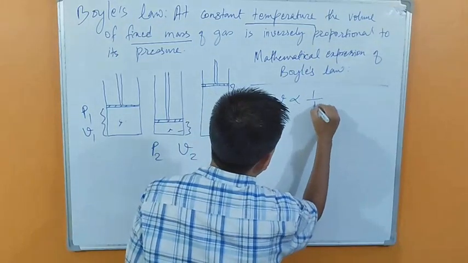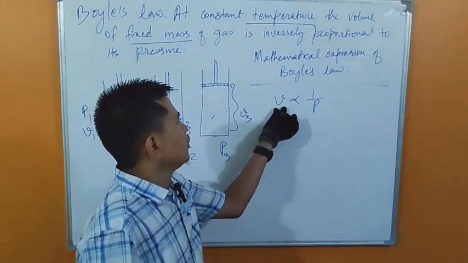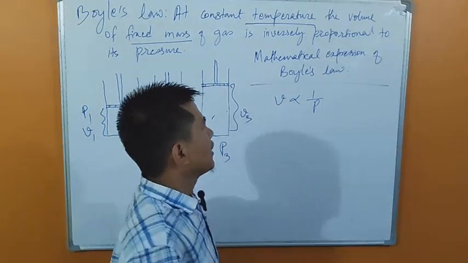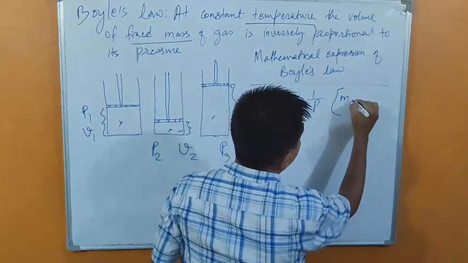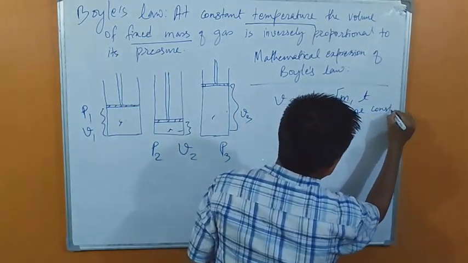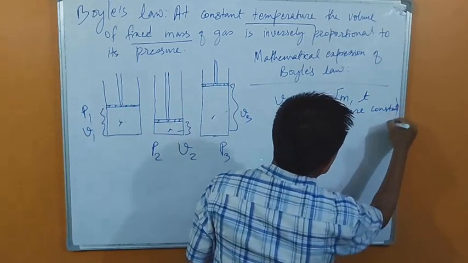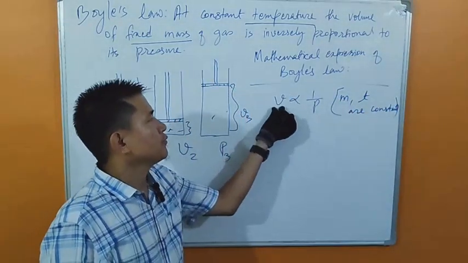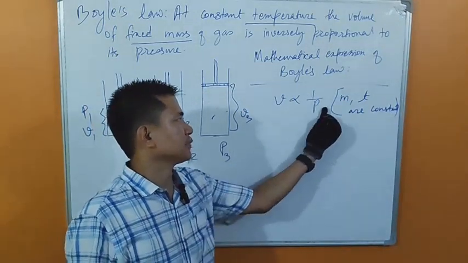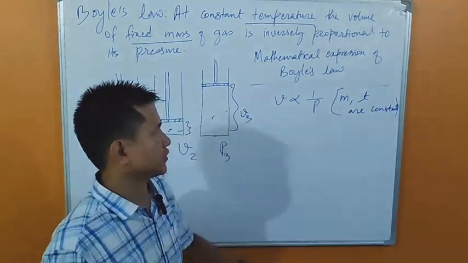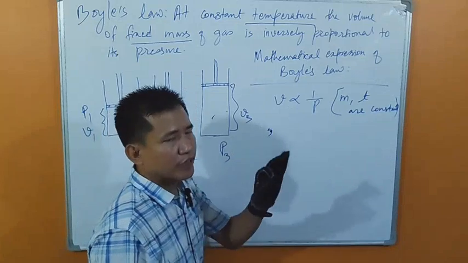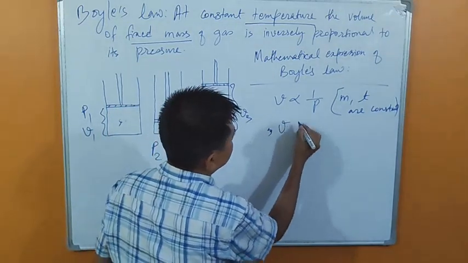According to Boyle's law, we know that volume is inversely proportional to pressure when mass and temperature of the gas are constant. Okay, we understood this. When mass and temperature of the gas are constant, volume of the gas is inversely proportional to pressure. If pressure increases, volume decreases. If pressure decreases, volume increases. Okay, now we replace this sign of variation with an equal to sign and introduce a constant.